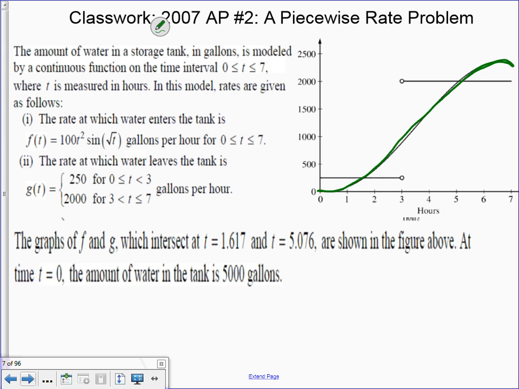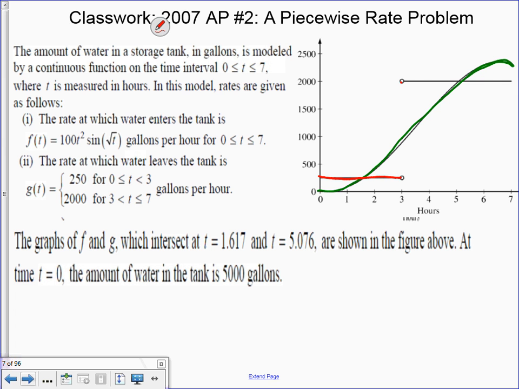But check out the rate at which the water leaves. The rate at which the water leaves the tank is 250 gallons per hour for the first 3 hours, from time 0 to 3. And then from time 3 to 7, the rate out is 2,000. Someone open the faucet up, I don't know. Or the drain, open the drain now, I don't know. So the rate out is a piecewise function.